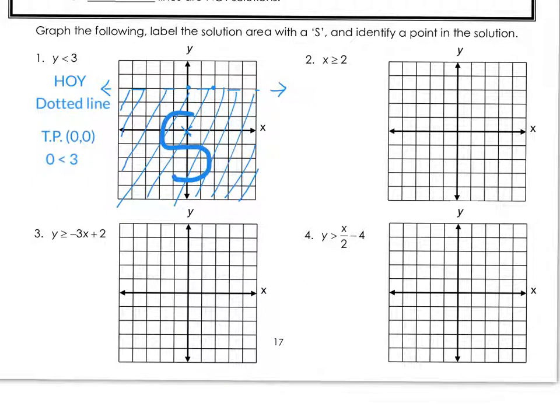And then the next part of this question said that we needed to graph the following, label the solution area with an S, which we just did, but also identify a point in the solution. So since my test point worked, I can say that one point in the solution is 0, 0. And that's it for that question.